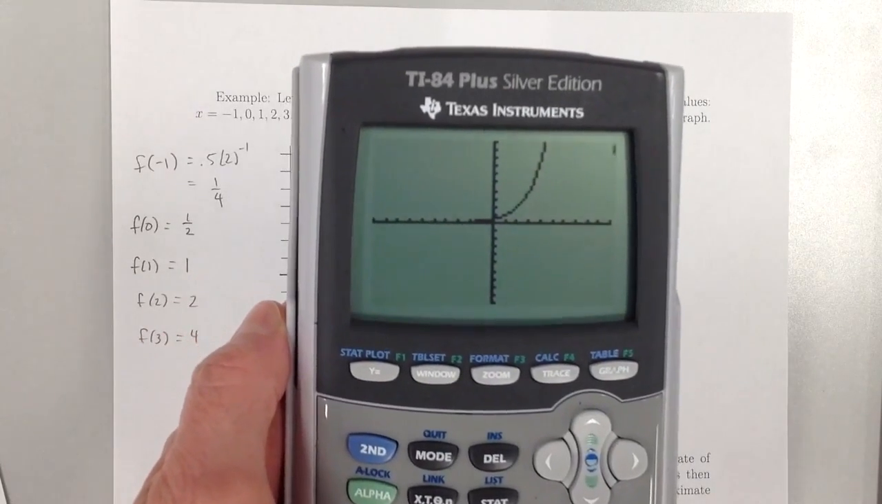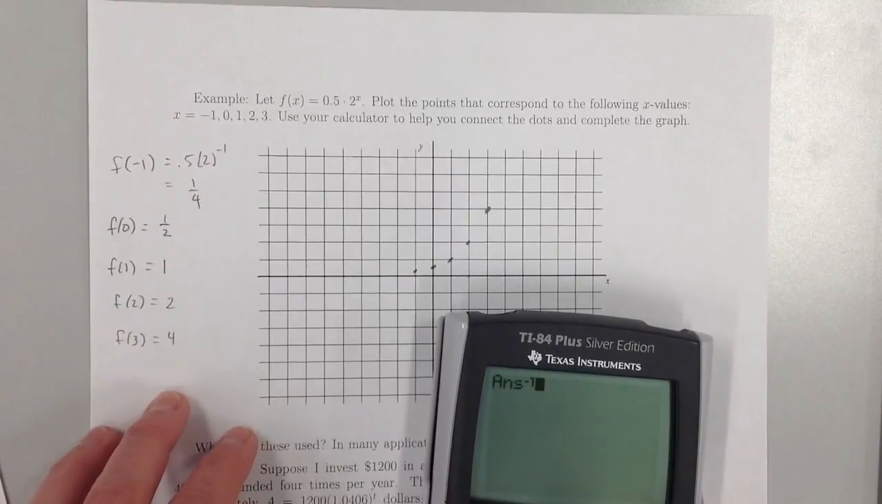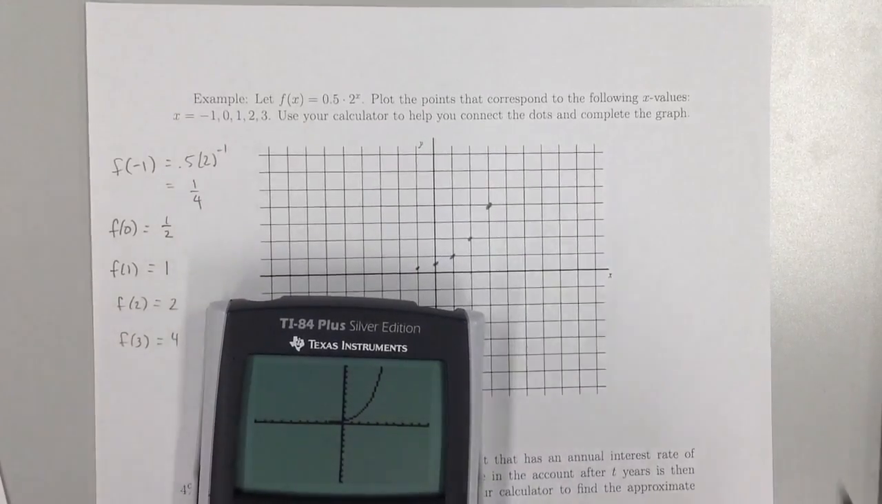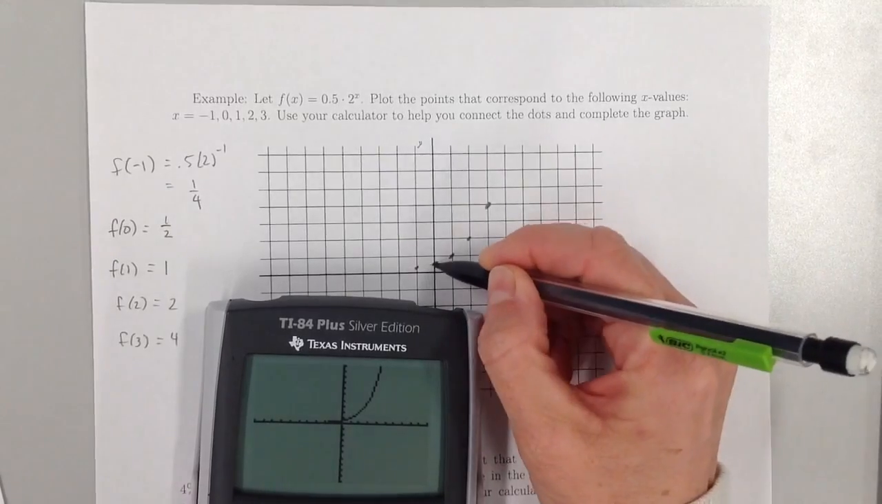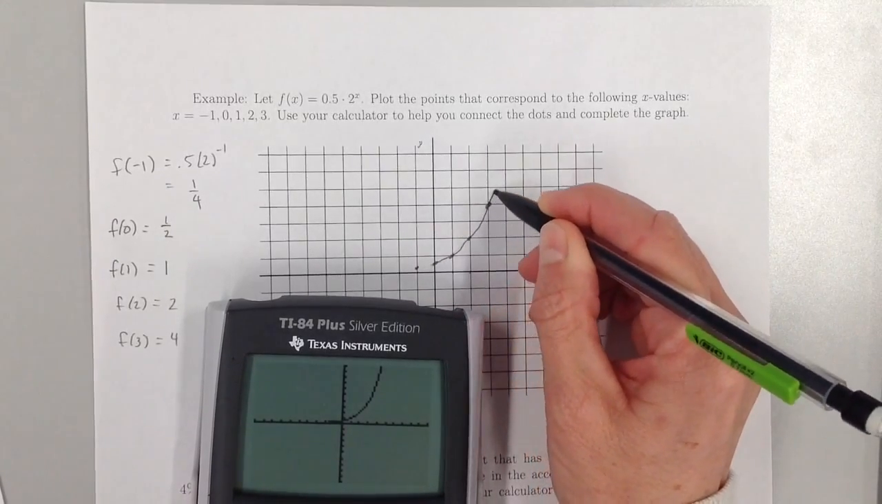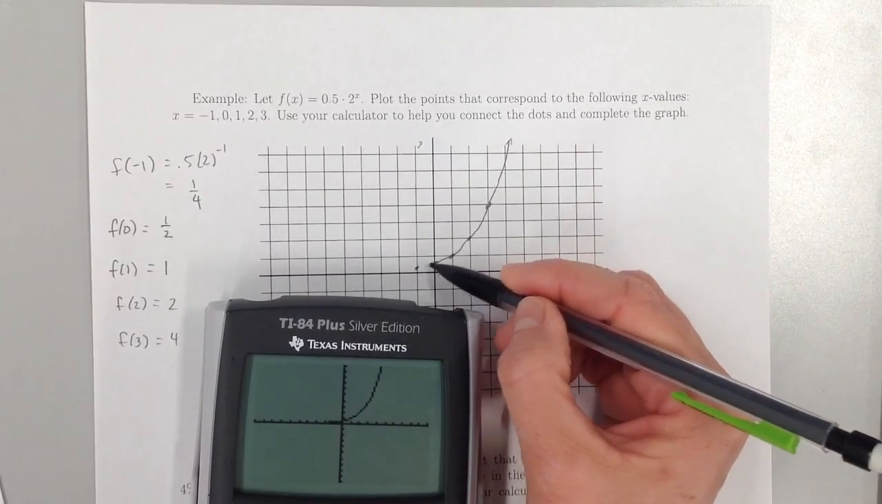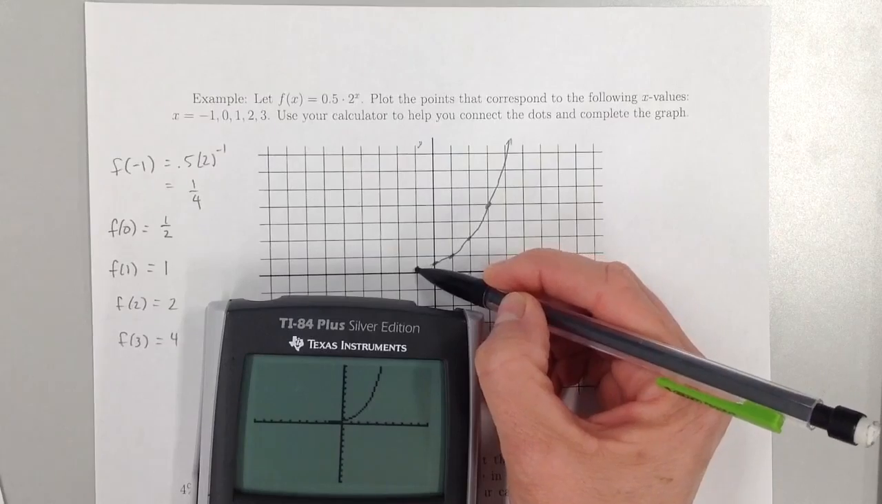All right, so here's what the graph looks like, helping us connect the dots. These dots here are connected in a nice curved fashion. It's going to go up, up, up like this. And then here, the y values are slowly getting smaller and smaller and smaller.